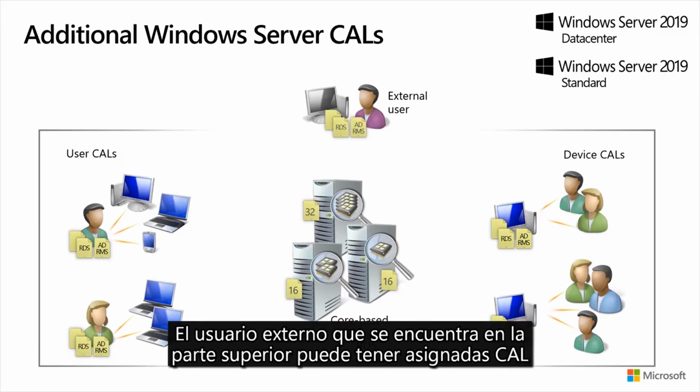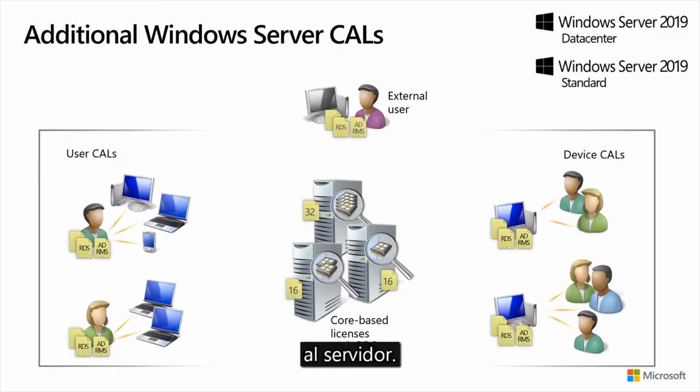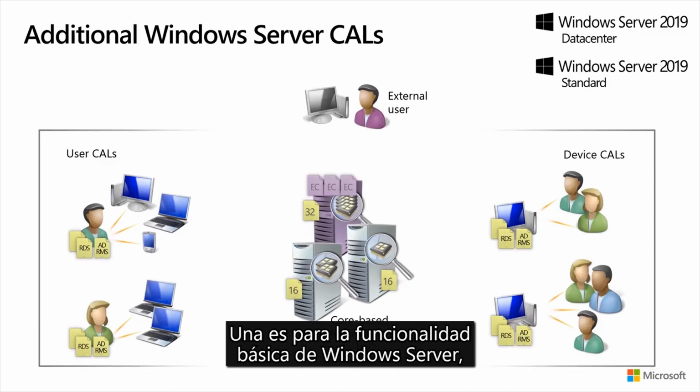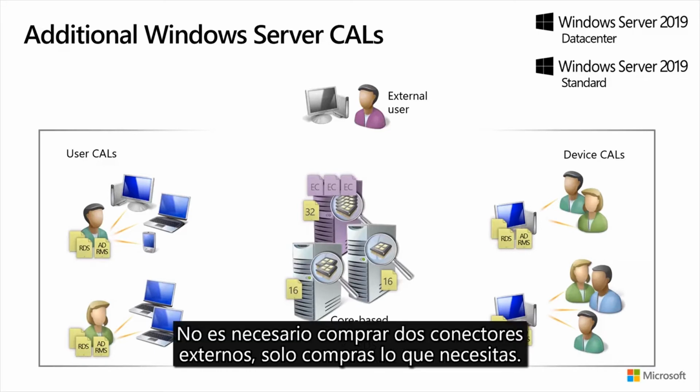The external user at the top can have CALs assigned to him, or, as we saw before, it may be easier and cheaper to assign external connector licenses to a server. And you can see here that there are actually 3 external connector licenses available. That's one for Windows Server based functionality, and then one for RDS and one for RMS. You don't need to buy both of the additional external connectors, you just buy what you need.